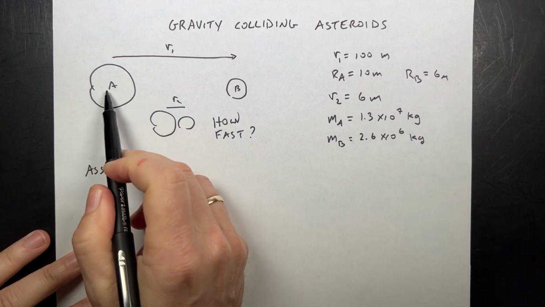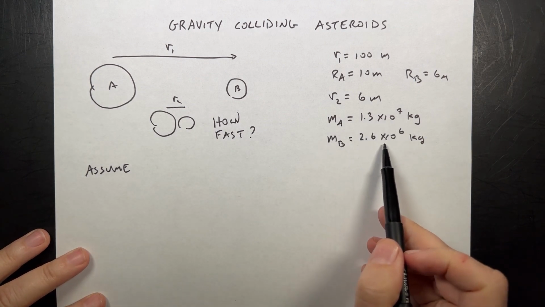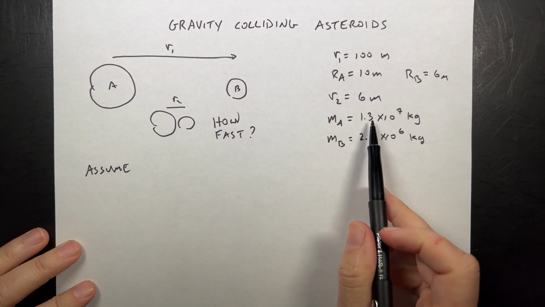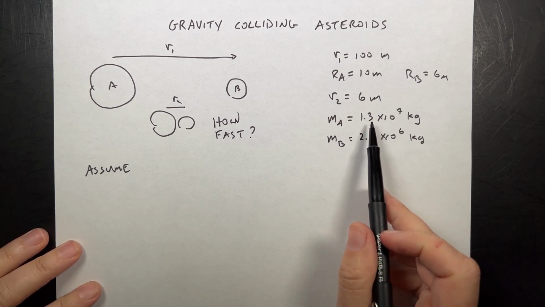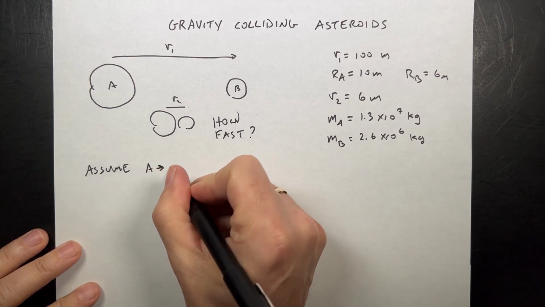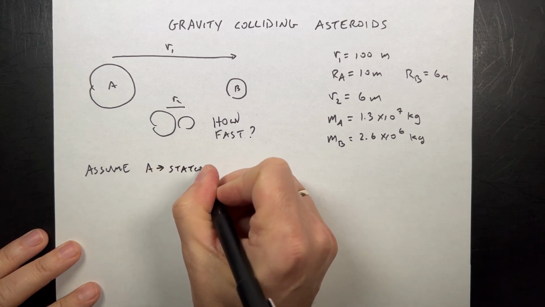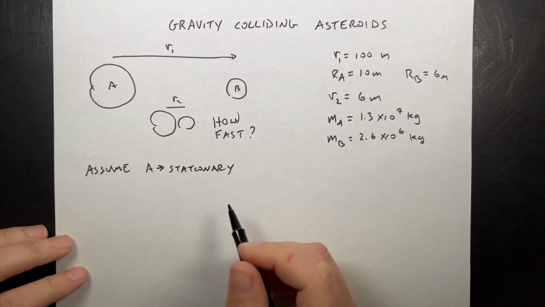So if you look right here, A has a mass of 1.3 times 10 to the 7th. B is 2.6 times 10 to the 6th. So, I mean, that's a bit more, right? It's a bit more mass that A has. Let's just assume A is stationary. That will make the problem much easier, and you'll see why in just a second.